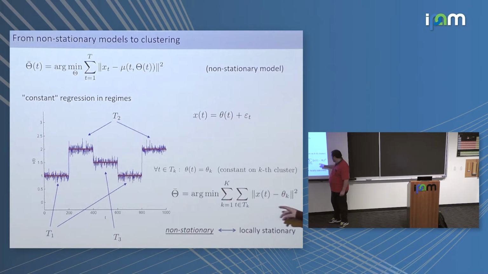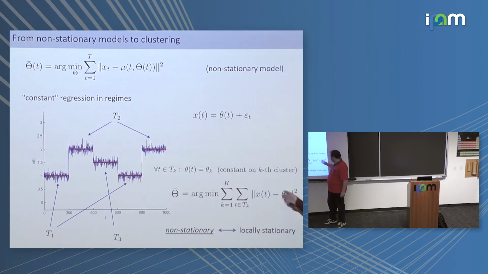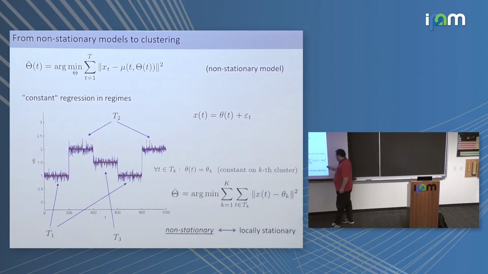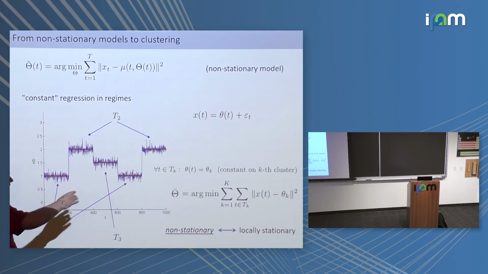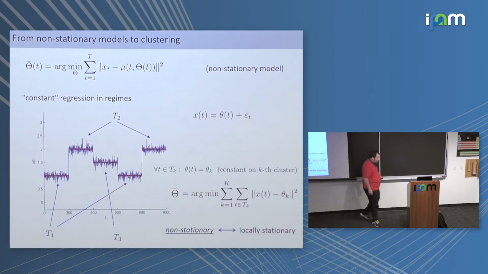So it's a constant regression, but in a particular regime k, we are applying only the parameter which corresponds to this regime. Yeah, but the question is how to split the time series into the regimes. I mean, if you have the right splitting, then it's quite simple.